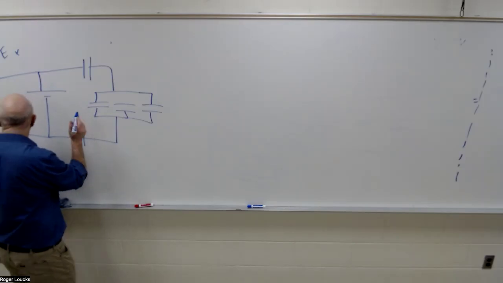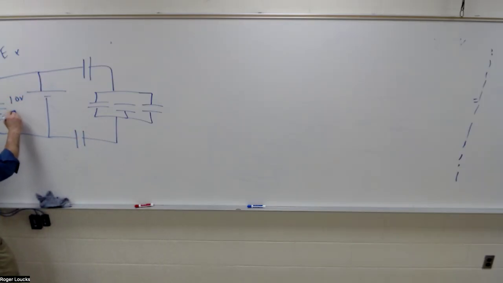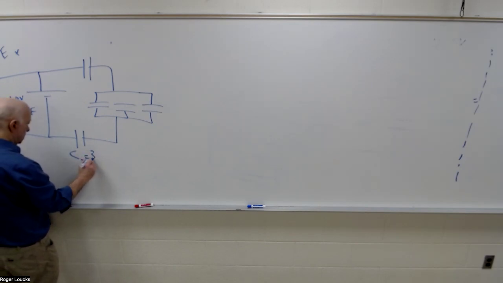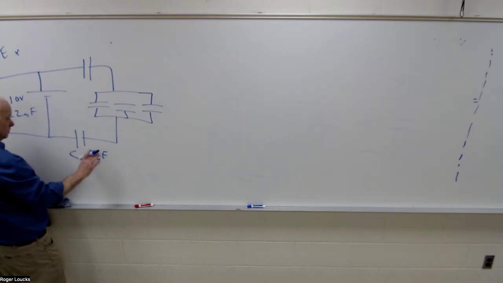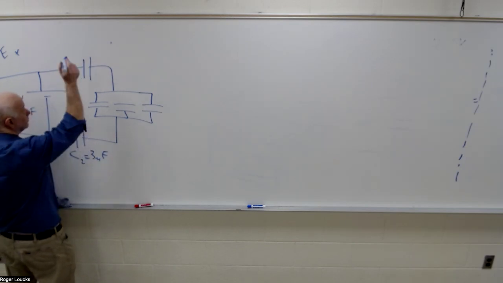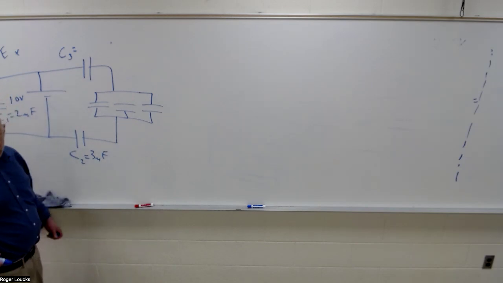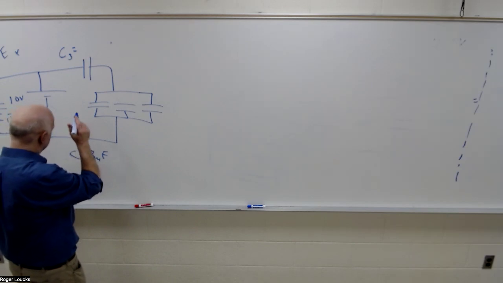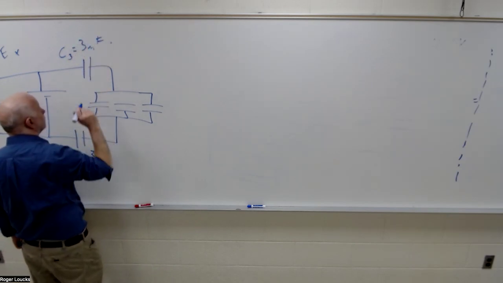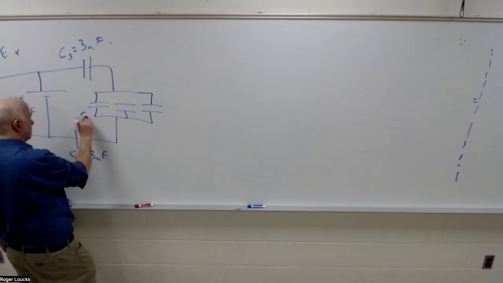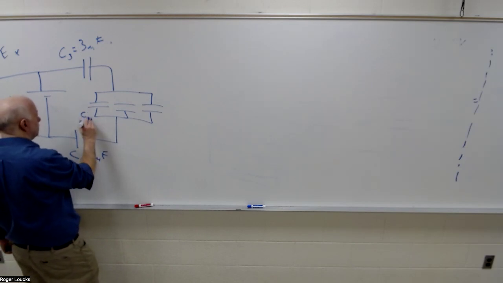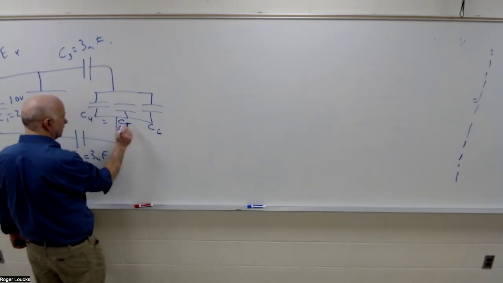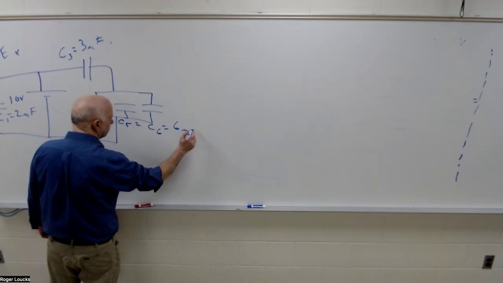Let's say this will be C1, make this 2 microfarads. This would be C2, 3 microfarads. Okay, we're probably going to get really painful numbers here because I'm just making these up. This would be C3, 3 microfarads, and then this will be C4, C5, C6, and these will all be equal. They'll all be, let's say, 6 microfarads.